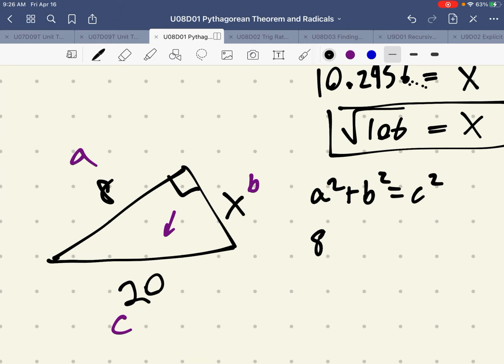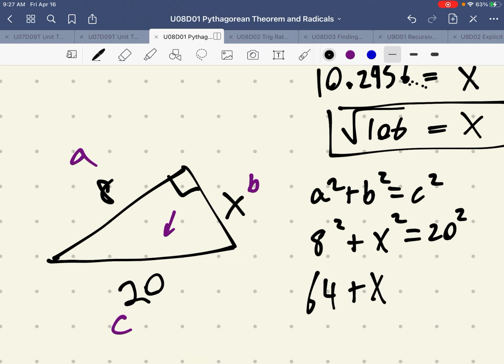A will be 8 in this case, so 8 squared plus, in this case b is x, so we'll call that x squared equals 20 squared. And we're going to solve for x. So in this case, one of the legs is unknown versus the previous case where the hypotenuse was unknown. Technically, these problems are slightly harder, but very slightly. So if we square 8, we get 64 plus x squared equals 400.